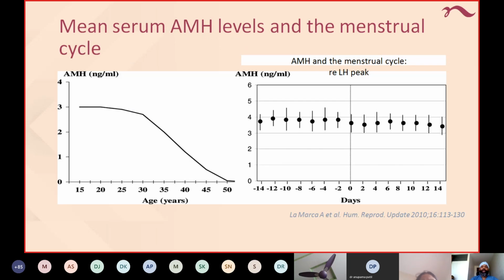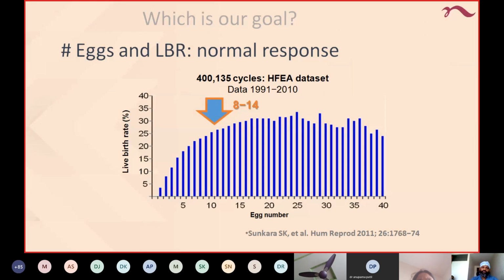And as the age of the lady advances, the AMH level goes down. So it means that the follicular reserve, as you all are aware, will reduce when the age advances. In the same way, as the age is more, the AMH levels also will go down. So what is our goal? Our goal is to have a good number of eggs and a live pregnancy. So for that, a normal responder is more important.